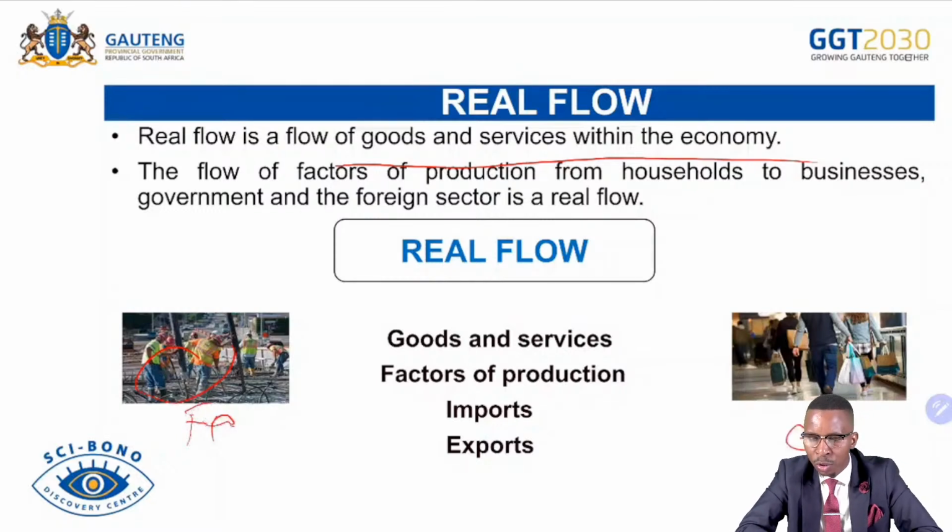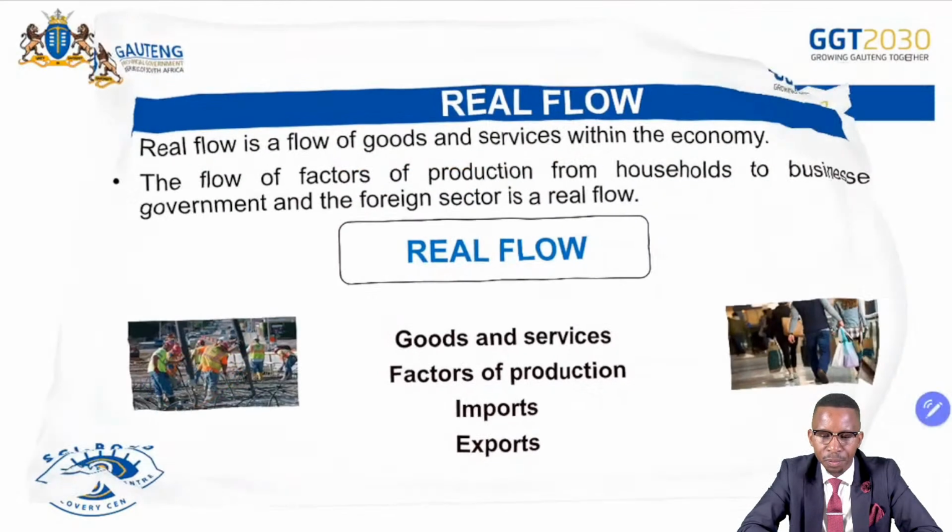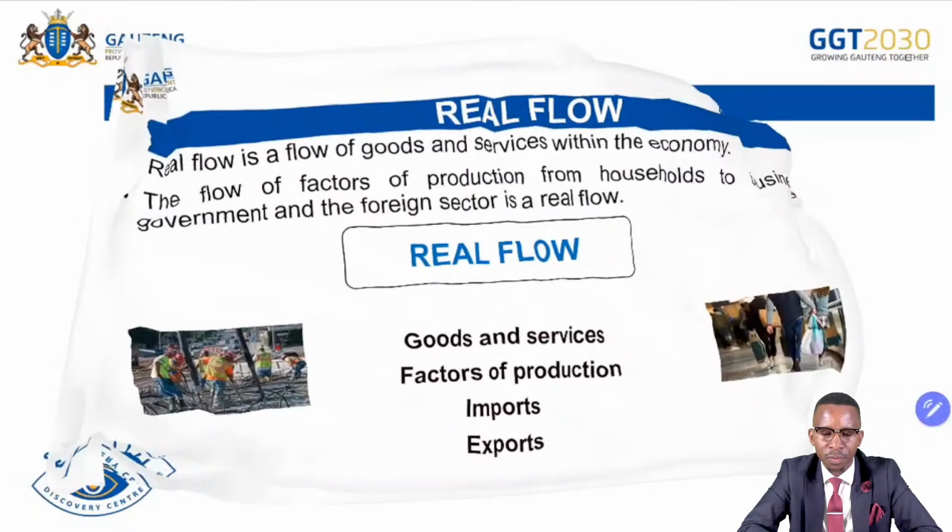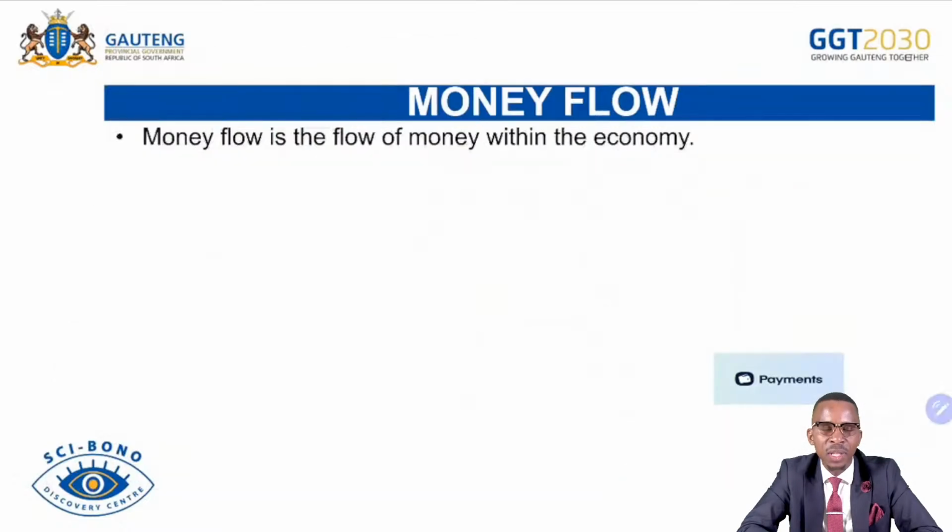You see household is holding on to goods, then they are going back home from the product market, meaning that's a flow of goods and services, which is also a part of the real flow. The money flow. So money flow is the flow of money within the economy between all active participants.